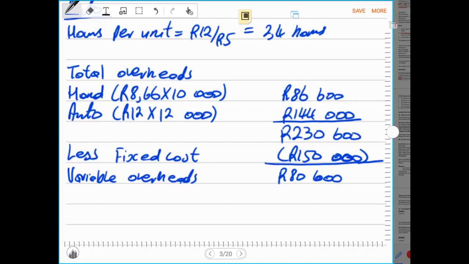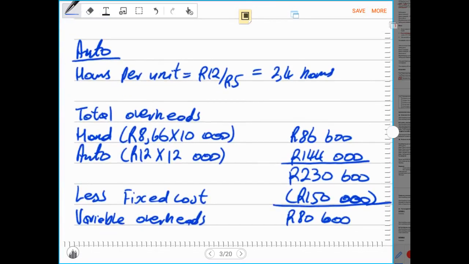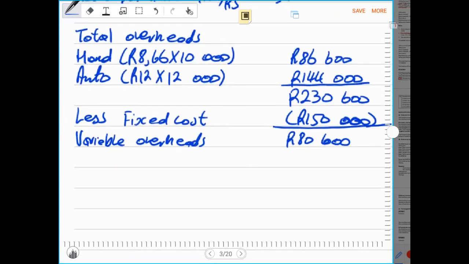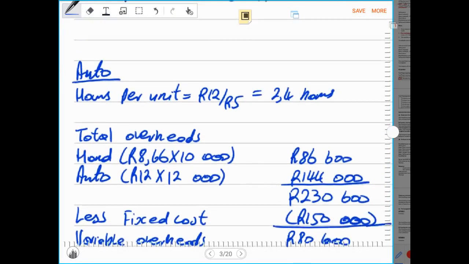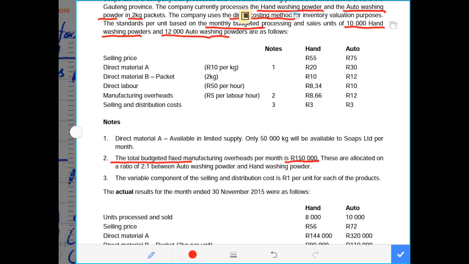And now from here, remember there was a question that required us to calculate the overhead rate per unit. So for us to calculate our overheads per unit, we will first need to know our overhead cost per hour. Why? Because our overheads are absorbed on the labor hours. Let us go and check that. Our overheads are absorbed based on labor hours.